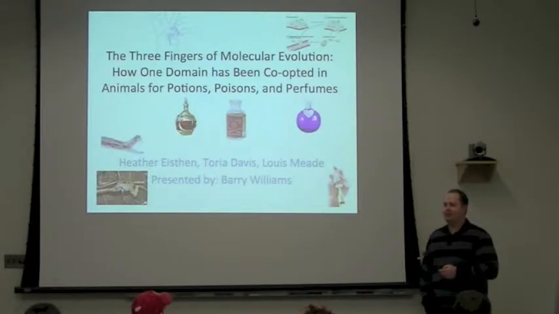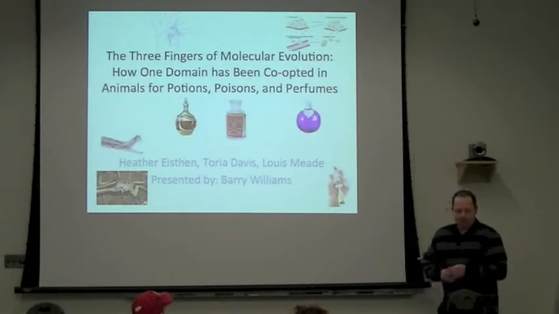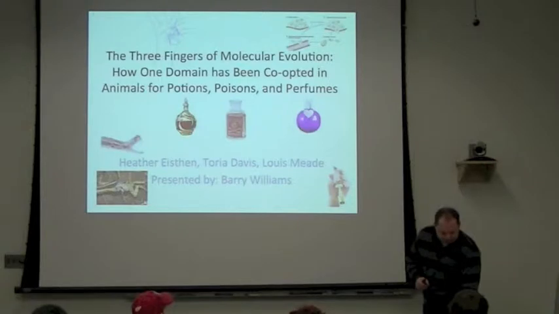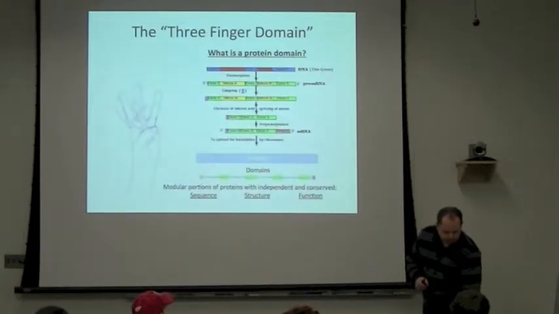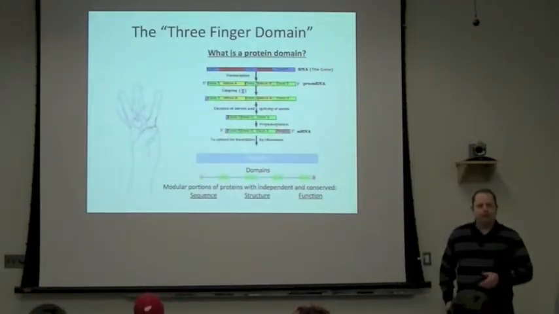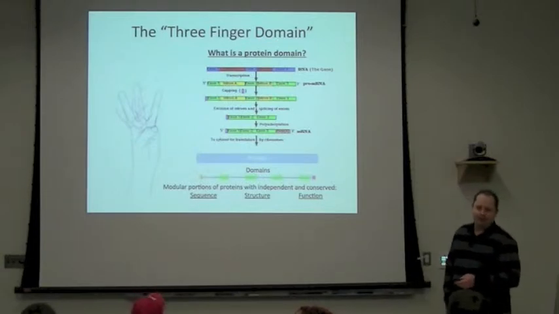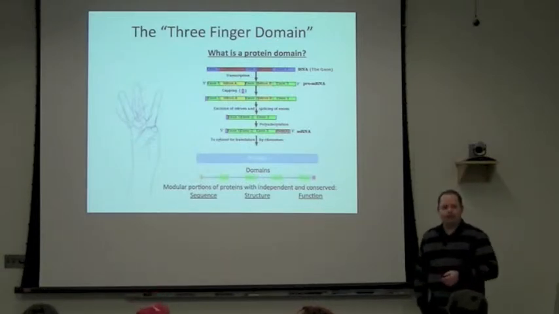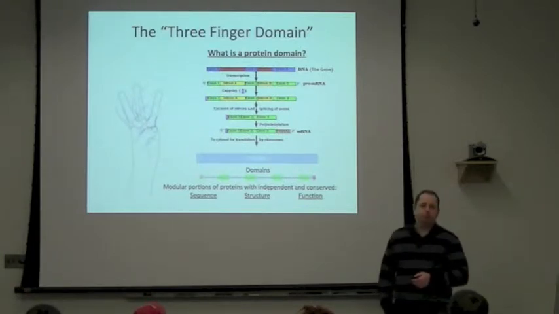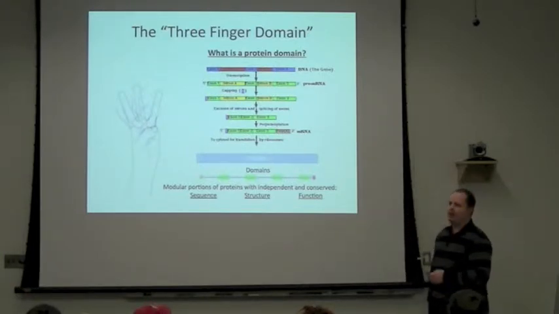Toria, Heather, and Louise have been a great deal of help, Toria in particular, in getting a lot of this work done. I'll be presenting some of the generals of it today. So, the gene that I'm interested in, that we're interested in, has a domain that's called a three-finger domain. Well, what's a domain? A domain is part of a protein.